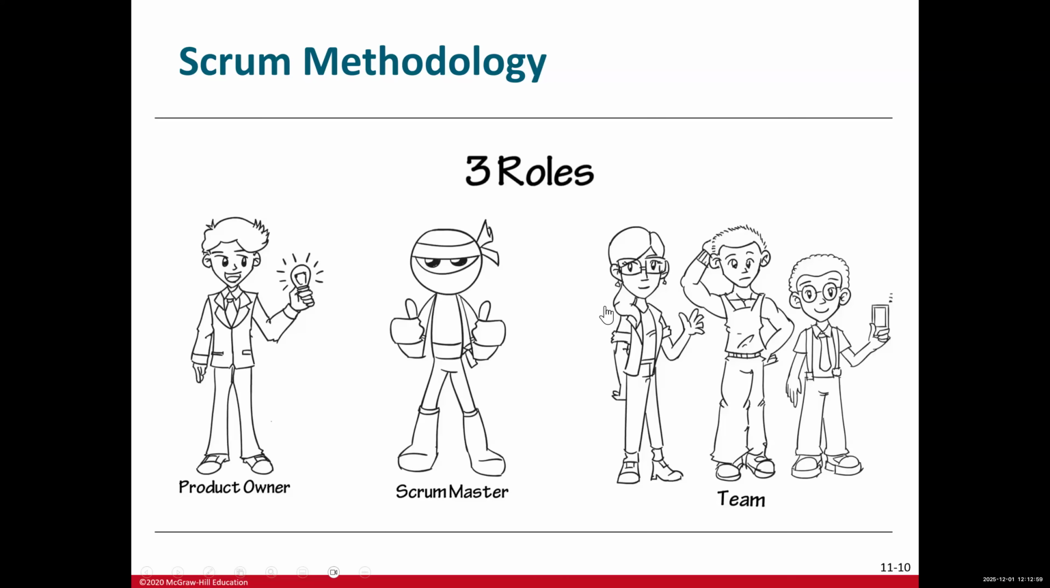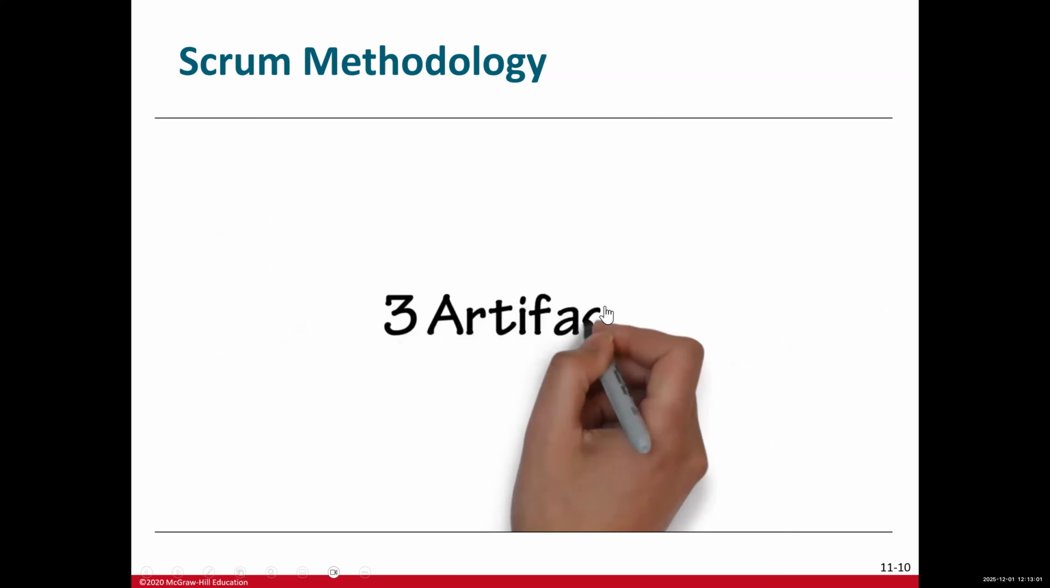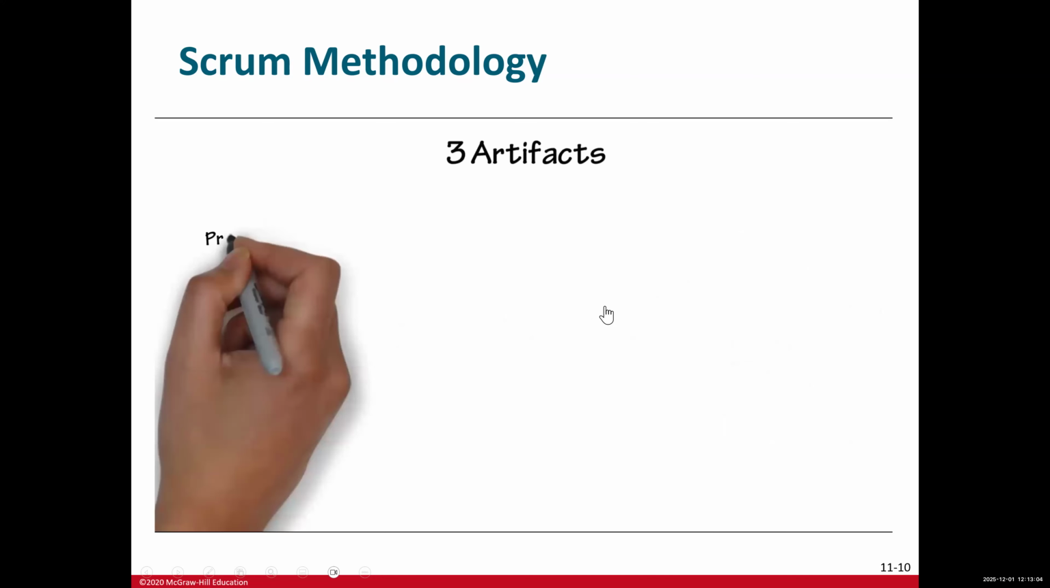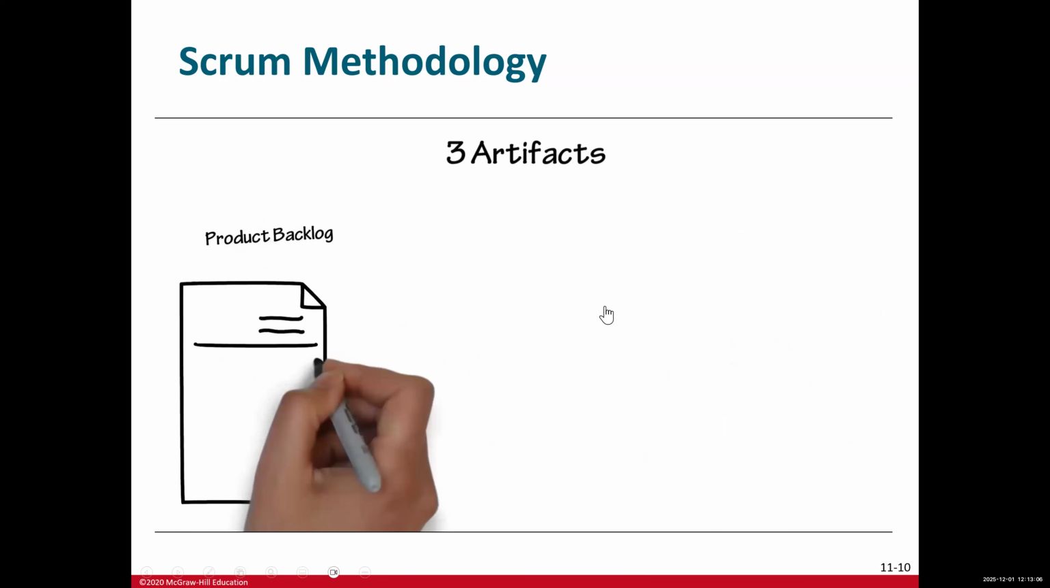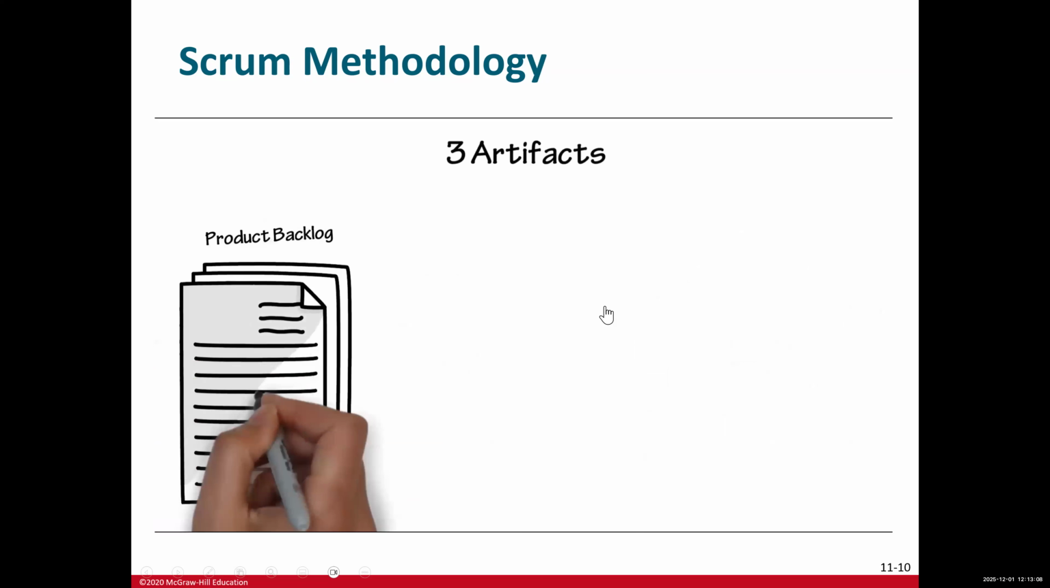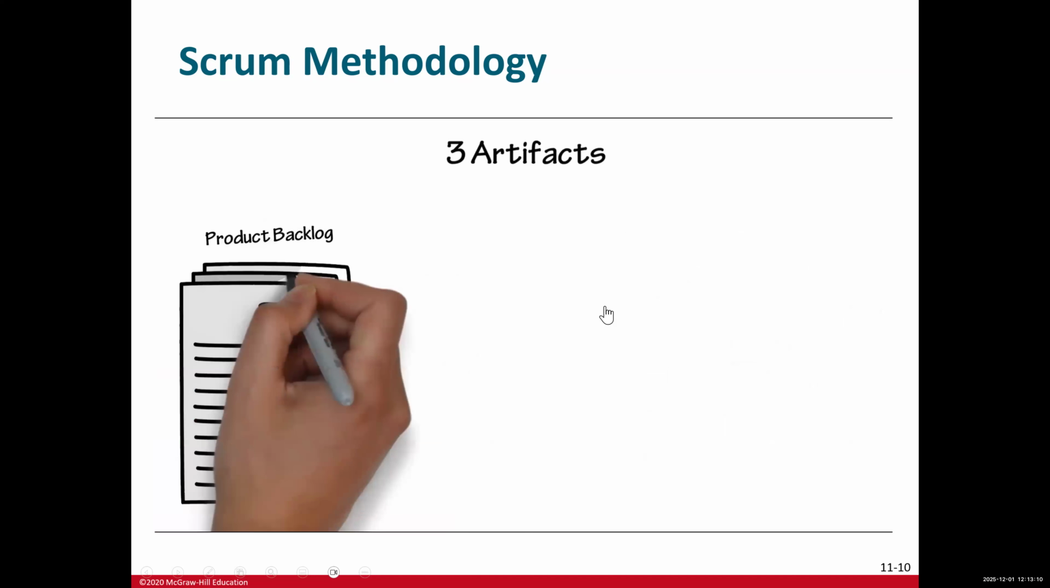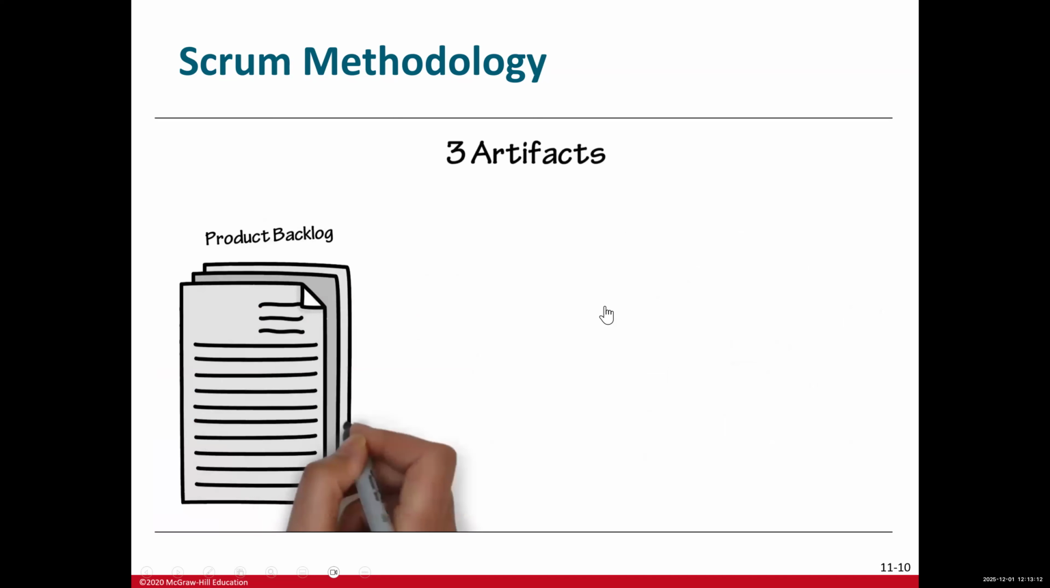There are 3 artifacts or documents that are used in Scrum. First, the product backlog. This is where product owners create a prioritized list of features, known as user stories, that could go into the product. This list evolves and changes priority with every sprint.